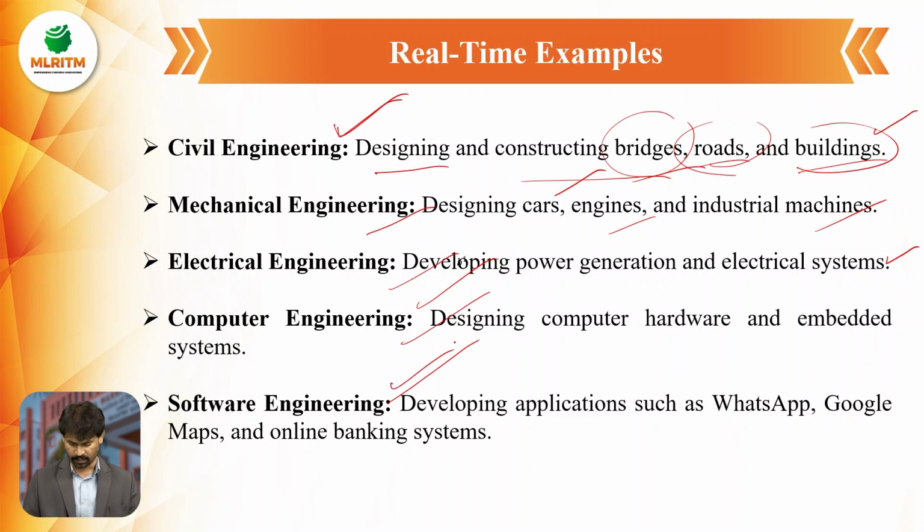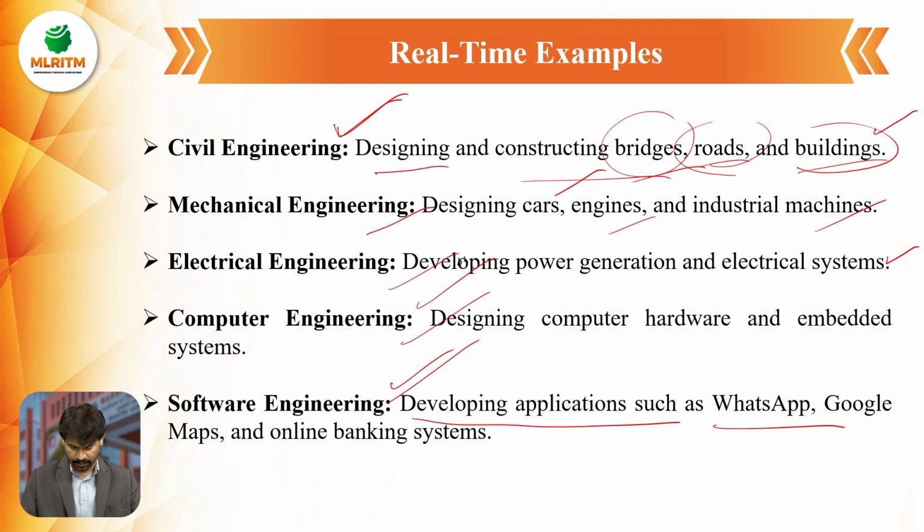And next, software engineer. Software engineers means developing applications such as WhatsApp, Google Maps, or online banking systems. Any application you can take, who is going to develop it? Software engineers. So these are real-time examples of engineers.